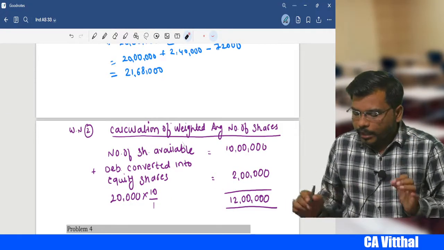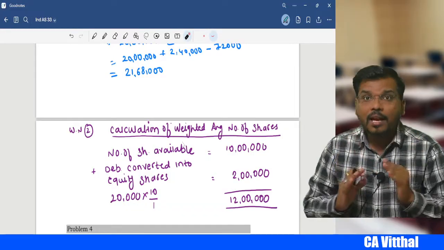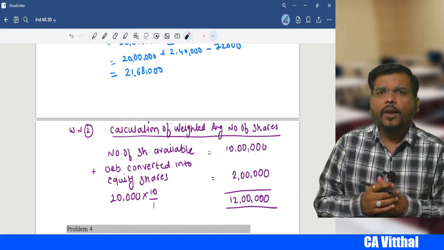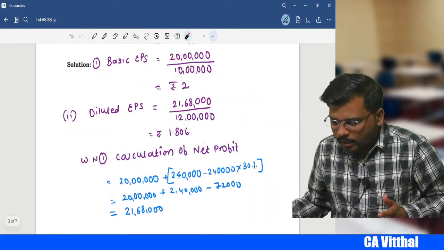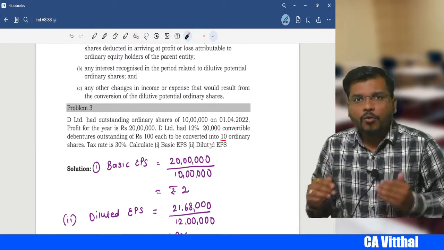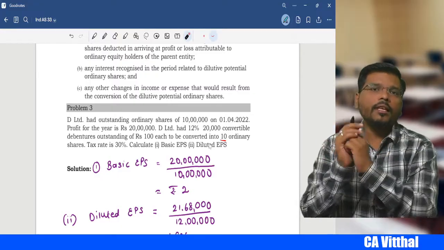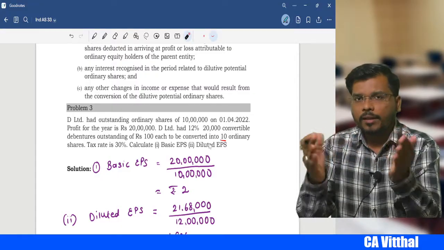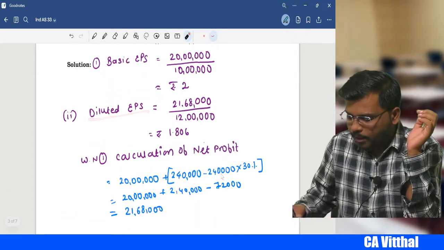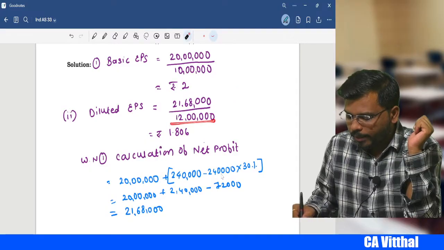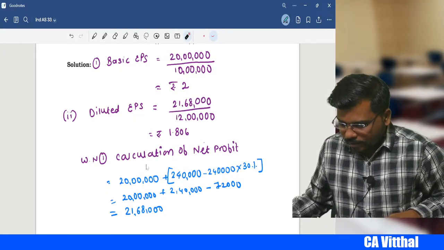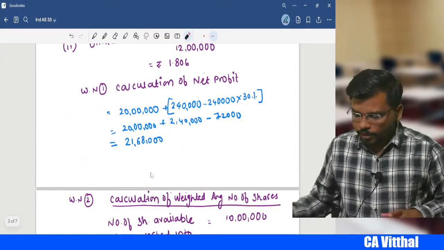12 lakhs. Now in this case, my dear student, please understand, we are not applying the time factor. Why, sir, are we not applying the time factor? Because they have not given the date of issue of debenture here. If the date is given, we may have applied the time factor. Is that clear? So what is our diluted EPS here? 21,68,000 divided by 12 lakhs, we get 1.806 or 1.81. I hope this is clear to everyone.